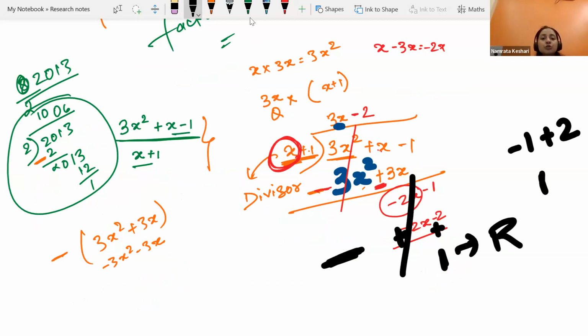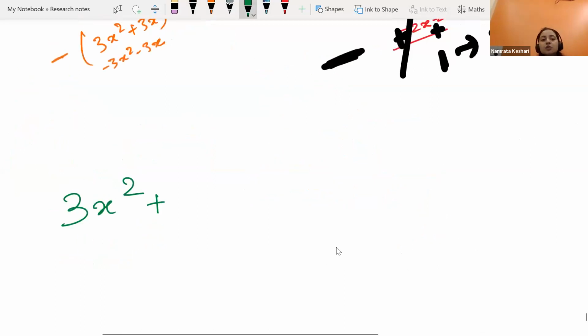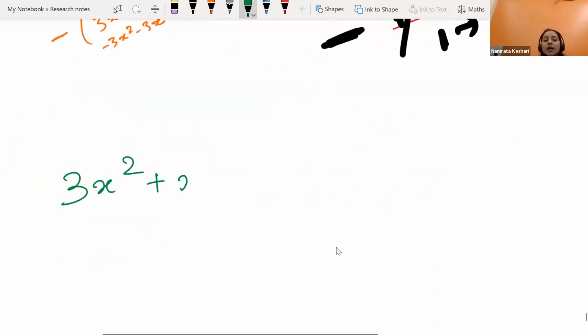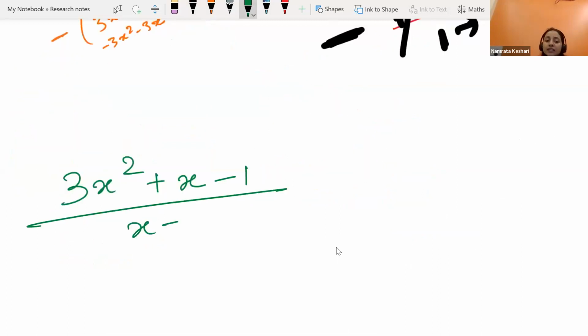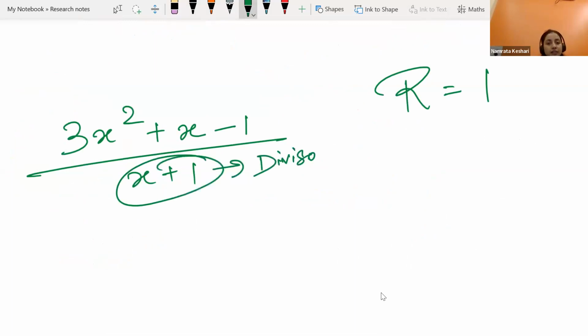I just wanted to show you the remainder, that when we divide, give me 2 more minutes, when we divide 3x square plus x minus 1 by x plus 1 by any method which is not in our syllabus, the remainder will be 1. Okay, now the remainder theorem, which is also not in our syllabus, says that you just find the zero of your divisor. This is your divisor, right? Yes, ma'am. This is your divisor. You just find the zero of the divisor. Zero of this divisor. Zero of this polynomial.